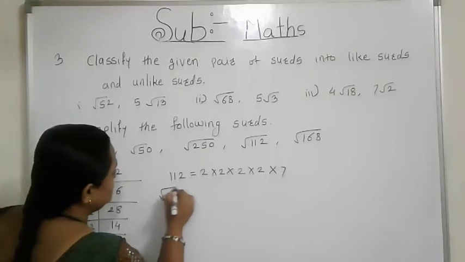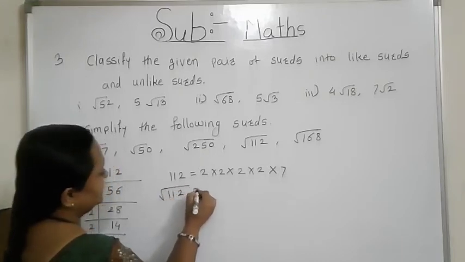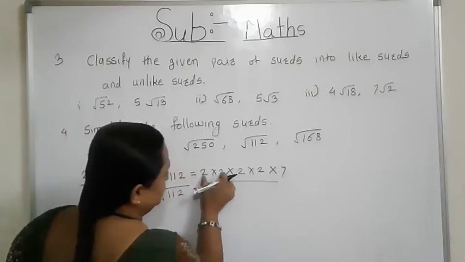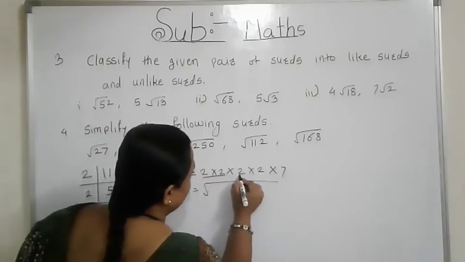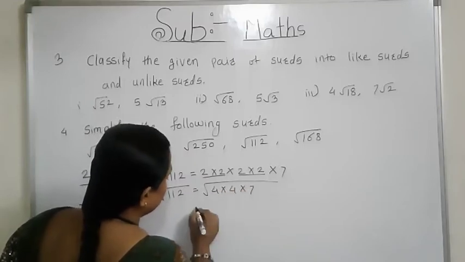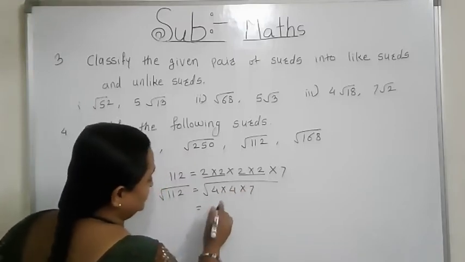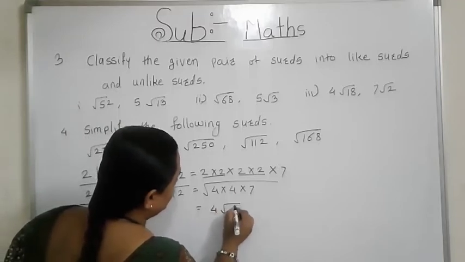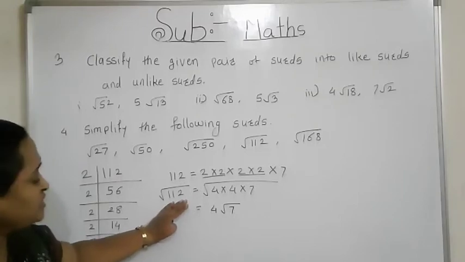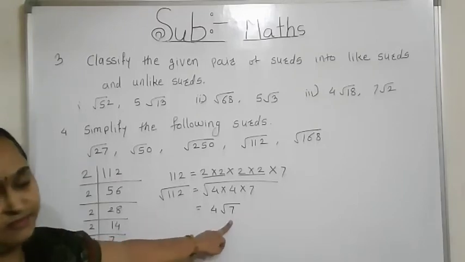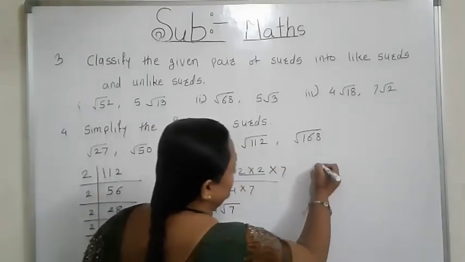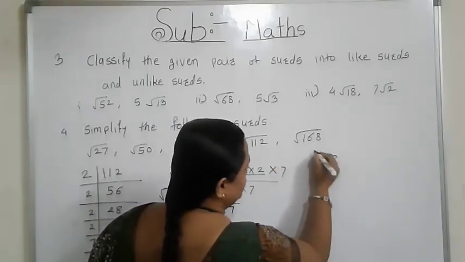Now we want the square root of 112. Now see, two numbers can be taken together. Now these two and these two, meaning 4 multiplied by 4 into 7. 4 4s are again 16, meaning 4 root 7. Now the simplest form of 112 is 4 root 7. Now next is root 168. Then again we will find the factors of 168.